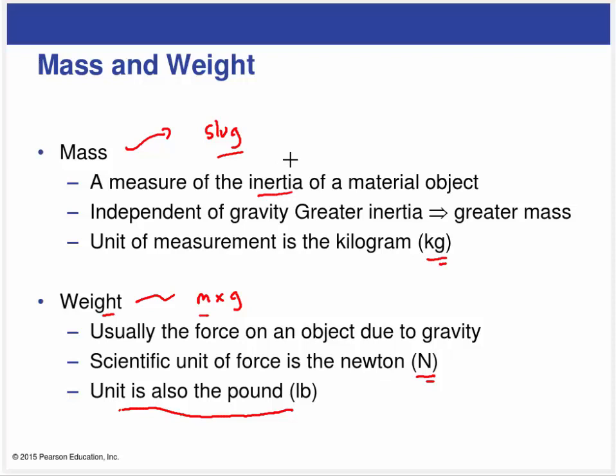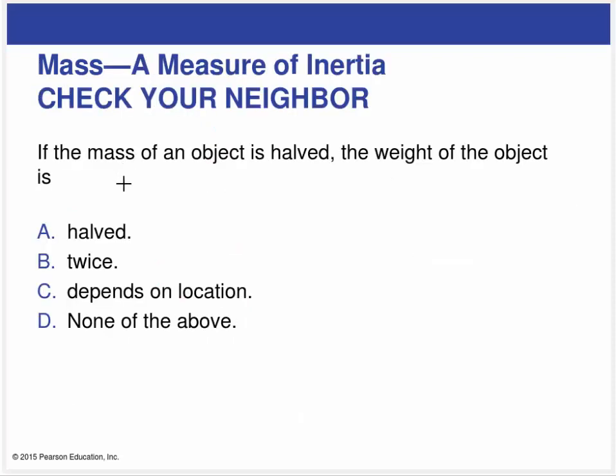So just think about the relationship between mass and weight as you pause and try to solve this problem. If we halve an object's mass, remember that weight is equal to mass multiplied by gravity. So as this is halved, then this is also going to be halved.